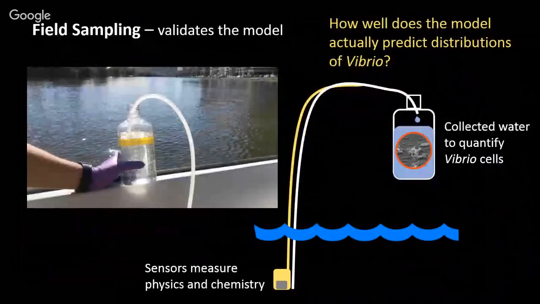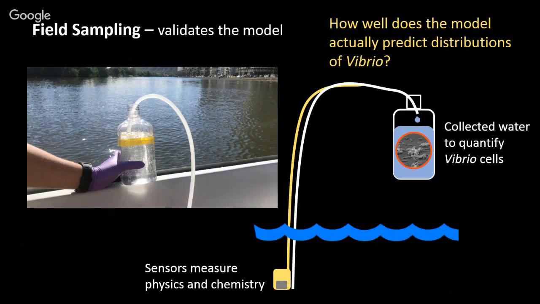So the other part of this, once we have that model that we think is approximating these distributions, then we want to get a feel for how well it's actually working. And so we do these field samplings throughout the canal.